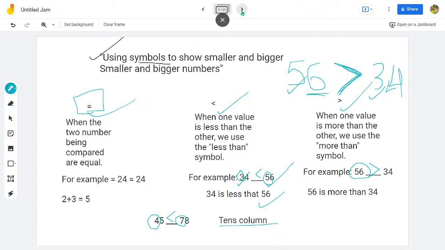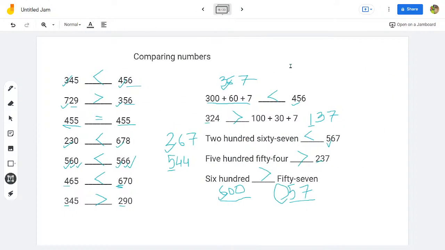Now one more question. Let's say we have two 3-digit numbers 344 and 346. Now here can you tell me which place value column would help you to decide which number is bigger? Which place value column will help you to decide which number is bigger? So the answer for this question is the ones column. Let me show you how.